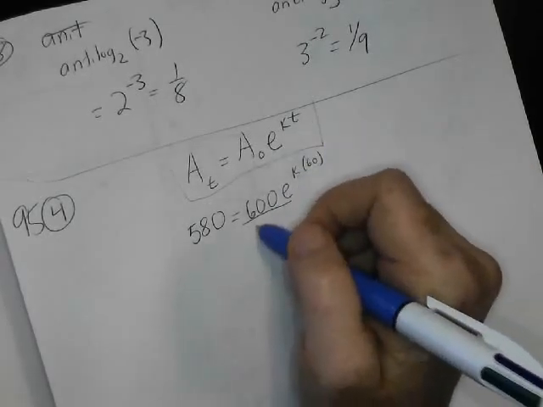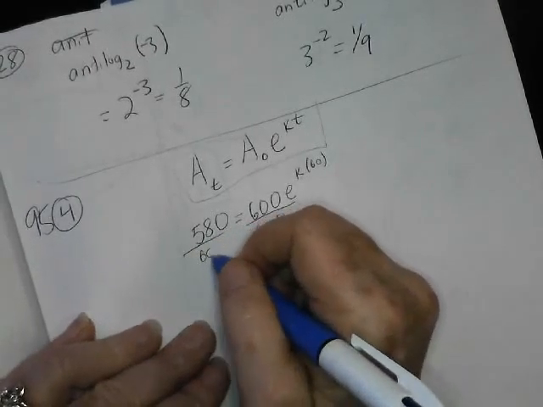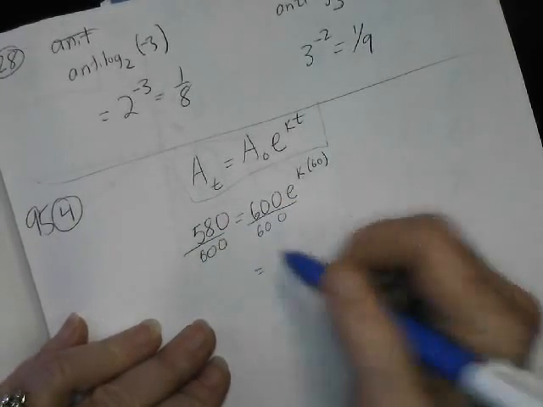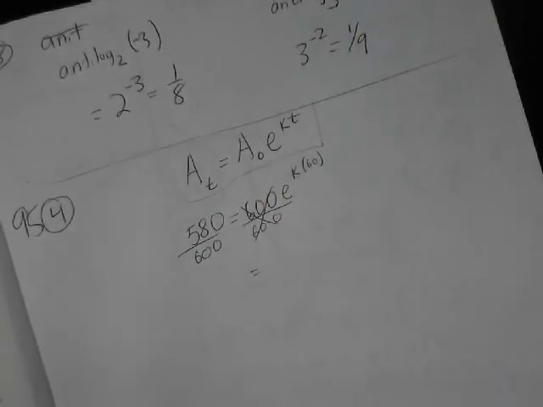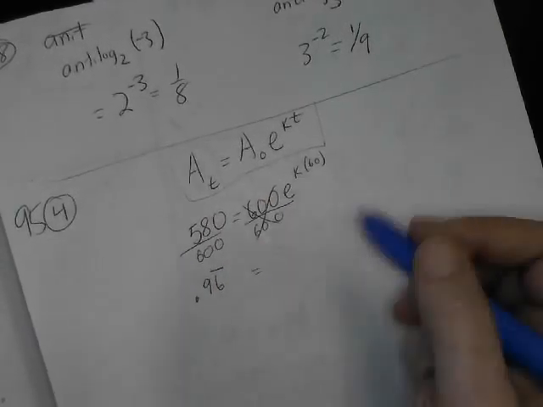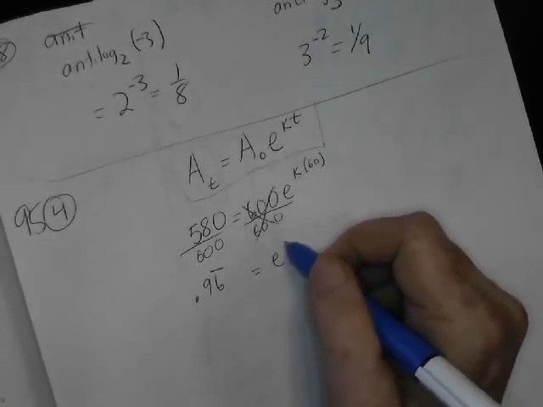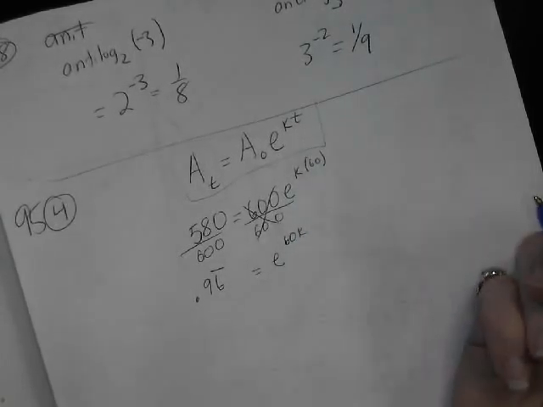We're just going to use algebra to get K by itself. So divide by 600. This is just going to be some little decimal. 580 divided by 600 is like 0.96666, or something like that. And then that's times e to the 60k, because k times 60.